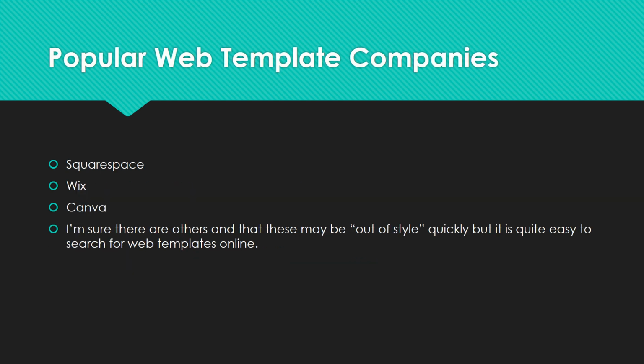So some popular web template companies as of right now, and I'm sure I missed plenty, and I'm sure there are others that will come out. So this is just some: Squarespace, Wix, Canva, and again, I know there are going to be other ones. When you find a template you like, you can join the group, pay for it if it needs to be paid for, then download it and get started. But again, these might not be the popular ones in a few days, so who knows.